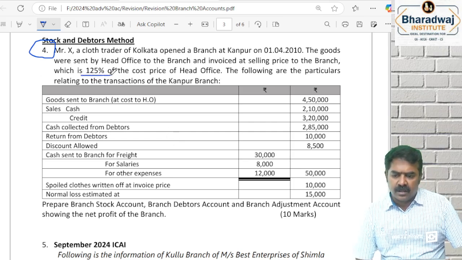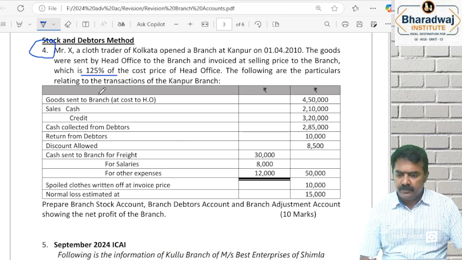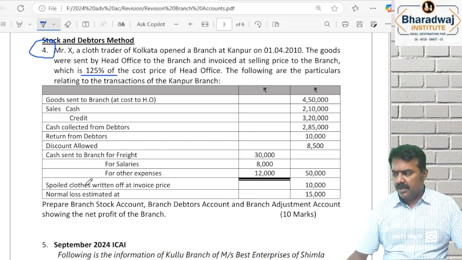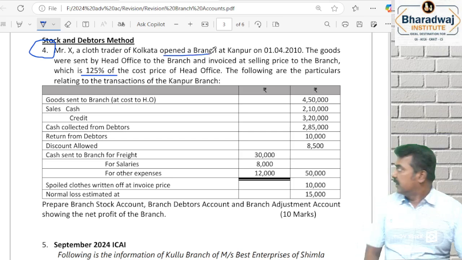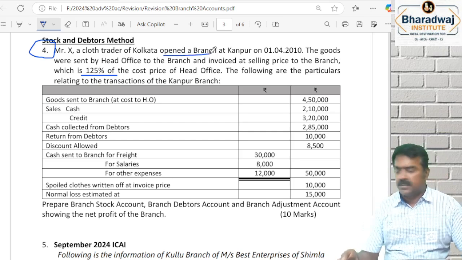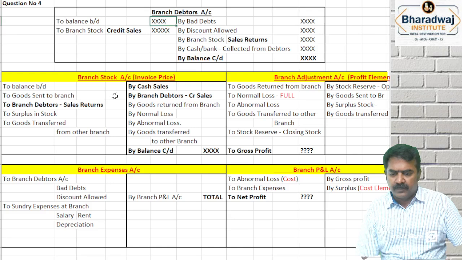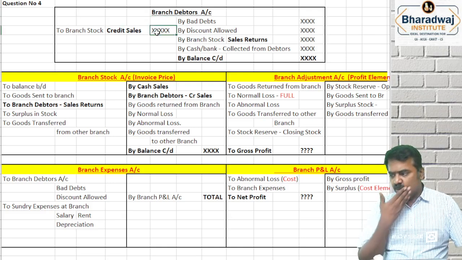It is given at cost to the head office, 125% of cost price. Sales, cash and credit are given. Normal loss, abnormal loss, all these things are given. It is a newly started branch, so no opening balance will be there. Debtors opening balance won't be there, but we'll have credit sales. What are the credit sales?